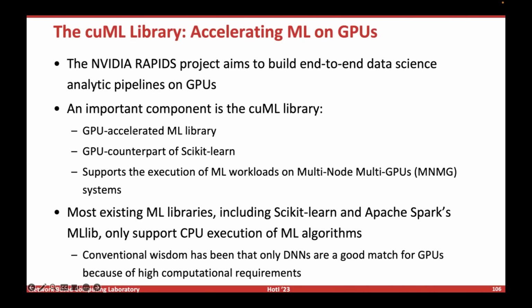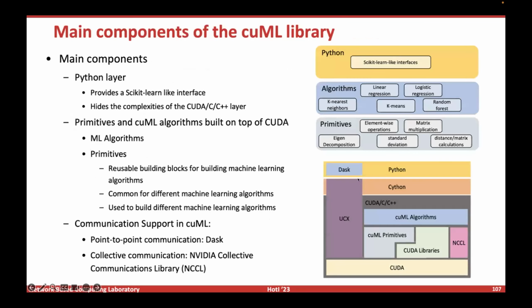This is a GPU accelerated ML library, and it's fair to say this is the GPU counterpart of scikit-learn, and this supports execution of ML workloads on multi-node and multi-GPU systems. As we have discussed earlier, other conventional libraries do not have support for GPUs. So here is the architecture level diagram of the CoML library. If you look at the top figure here, we have Python-like interfaces, scikit-like interfaces, and then we have popular algorithms implemented like linear regression, logistic regression. But CoML also has support for these math primitives, right? So if your favorite machine learning algorithm is not available in CoML, you could still work at the primitives layer library and implement that.